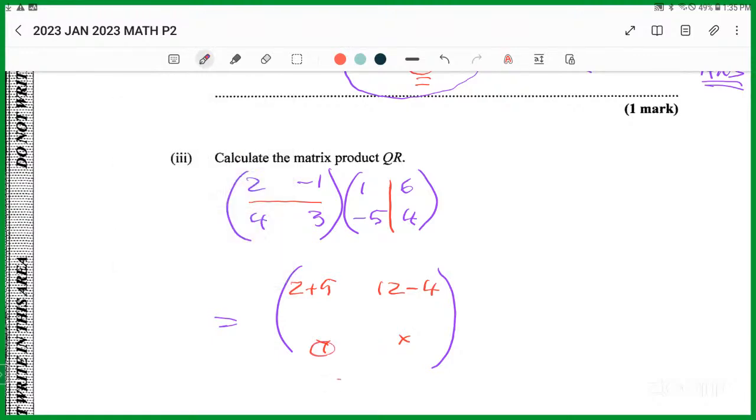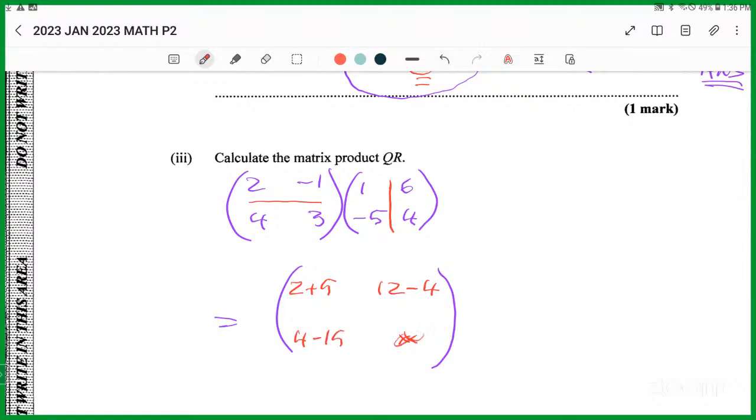Now come to this element here. It is positioned in the second row and the first column. So multiply this second row by this first column to get it. Same thing again. First element times first element, second element times second element. 4 times 1 and 3 times negative 5. 4 times 1 is 4. 3 times negative 5 is negative 15.